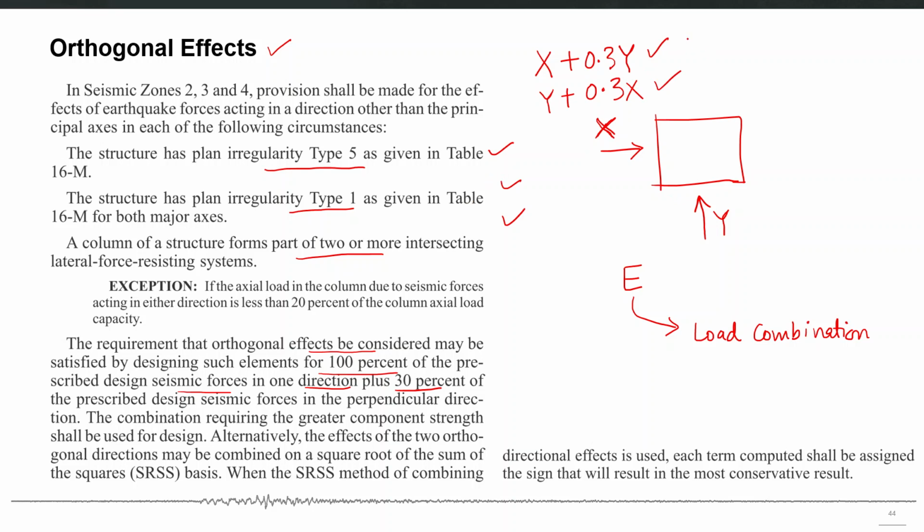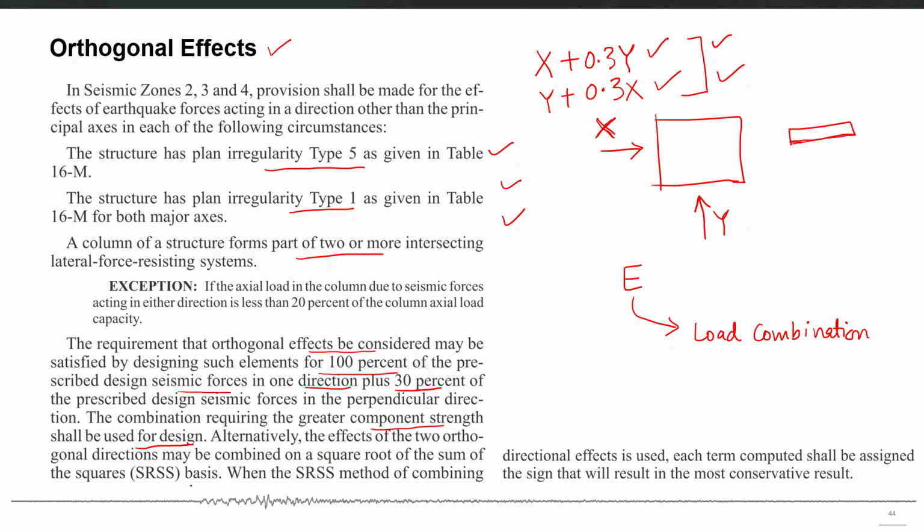You can combine that at either design case level in software or at design load combination level. At both levels you can do that, but you have to account for that effect in case you have these kinds of irregularities. The combination requiring the greater component strength shall be used for design. So, for example, if you are designing a particular beam and you have to design the longitudinal reinforcement, the bending moment coming from both of these cases, the maximum should be used for deciding the reinforcement.